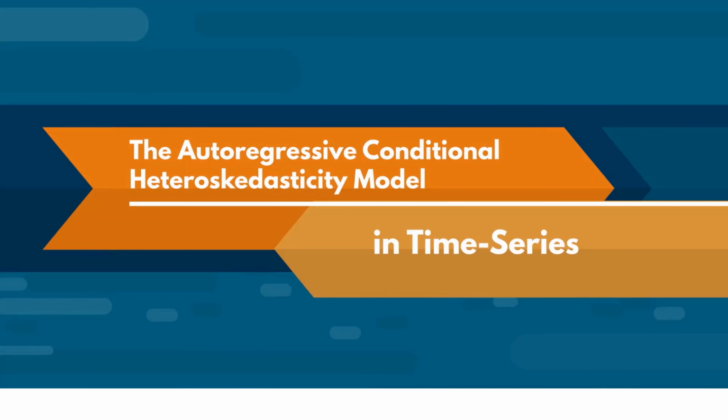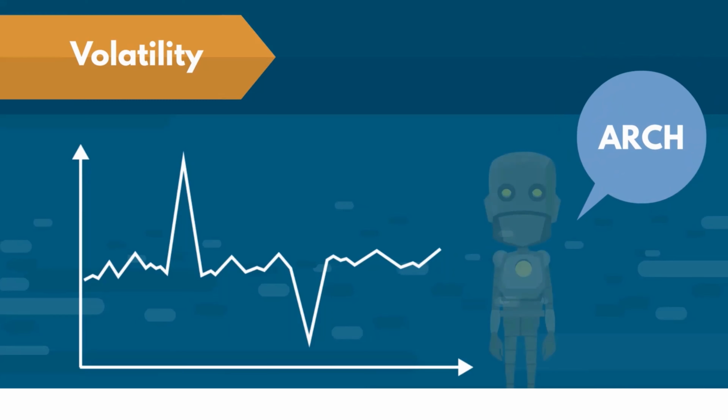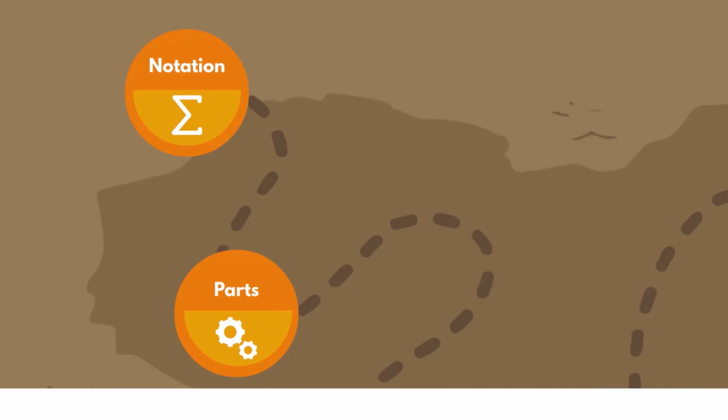Welcome back. Last time we talked about measuring volatility and mentioned the ARCH model as the most common approach to doing that. In this tutorial, we're going to introduce the notation behind the model, what its parts represent, when we use it, and how to interpret all of this. Right off the bat, we need to make one thing perfectly clear.